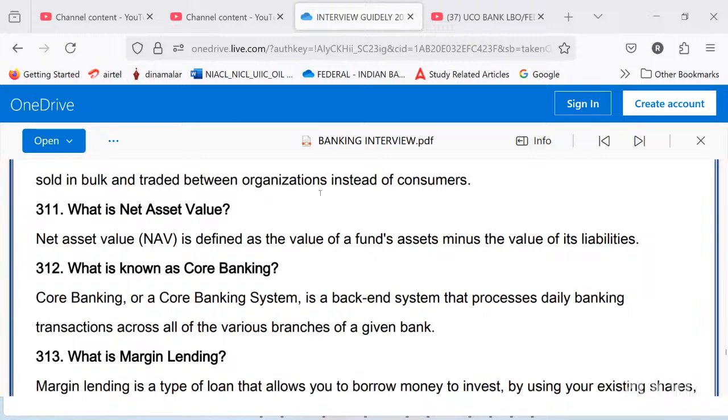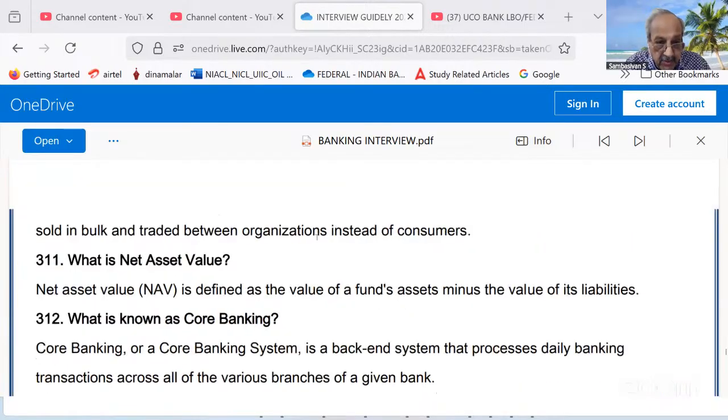Very good. What are assets? It is a holding of the company. That which is owned by the company. Very good. Continue. Yes, sir. Next.